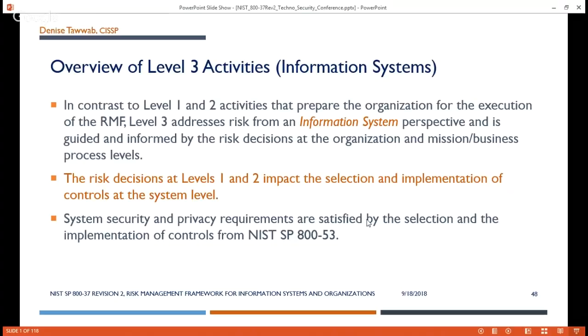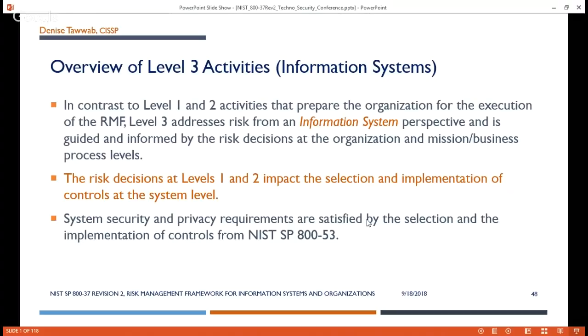Okay. I'm going to do an overview of level 3 activities. What happens at the system layer of the risk management framework. In contrast to level 1 and 2 activities that prepare the organization for execution of the risk management framework, level 3 addresses risk from an information system perspective and is guided and informed by the risk decisions that happened at levels 1 and 2. The risk decisions at level 1 and 2 will impact the selection and the implementation of controls at the system level.